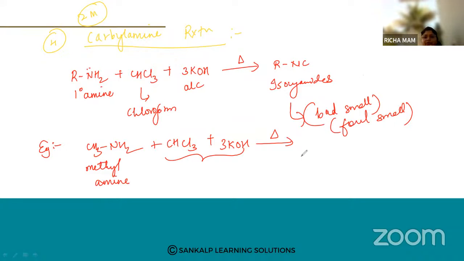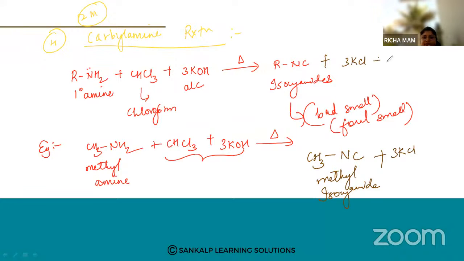What will be the product? Our R is our methyl group, and we are going to get what? NC. So we get methyl isocyanide plus 3KCl. Here the side products are 3KCl plus 3H2.